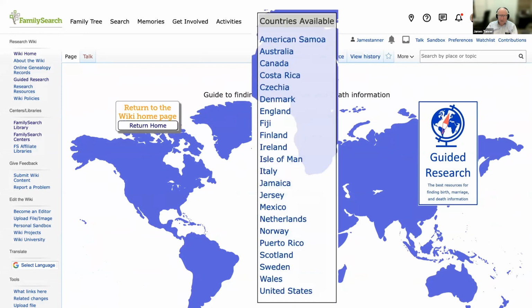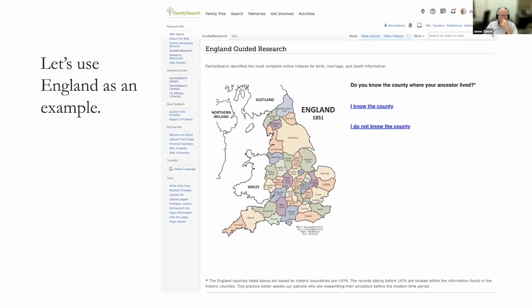And here's a longer view of the list. These are, as you can see here, many of the Western European countries and a few other places that have been developed so far. So let's look at England, for example. This is England guided research from the Research Wiki. And they're asking two questions: I know the county. I do not know the county.